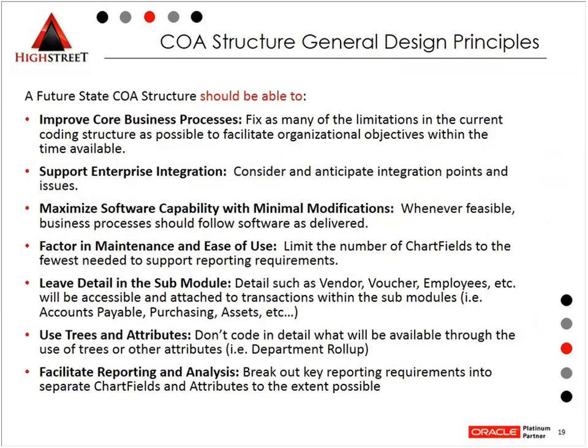So, even more general design principles that you want to consider. You want to, of course, create a design that improves your core business processes. So you want to think of aligning efficiencies. You want to make sure that you are meeting objectives in your organization, creating visibility in your reports. You want to make sure that you're supporting your enterprise integration. Again, it's very important to consider limitations and issues in those subsystems and address them properly. You want to make sure you're maximizing your software capability with minimal modification. Sometimes doing less is more, so you do want to make sure that you are considering that as well.